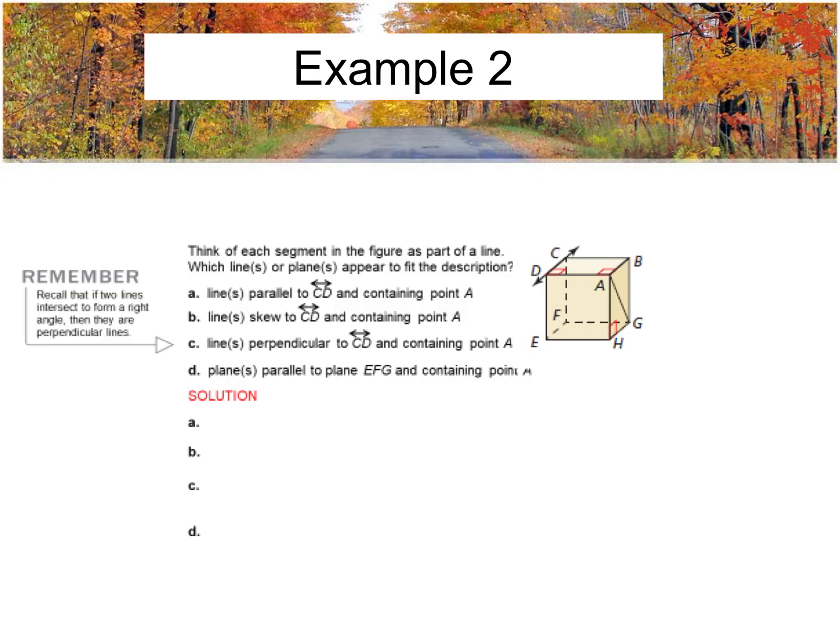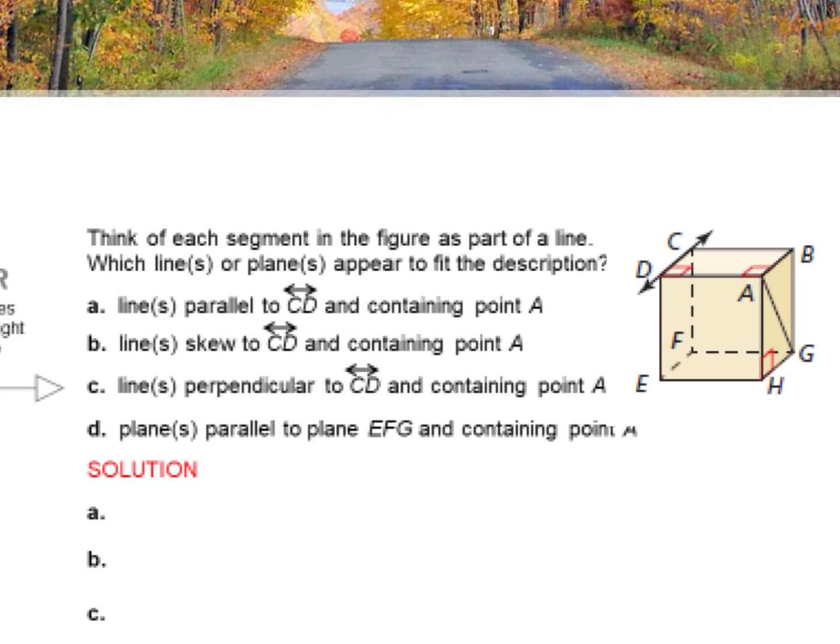So the next one, we're using that cube-looking figure to answer these questions. Now, notice it says, think of each segment in the figure as part of a line. So they've already drawn a line on top of CD. However, also any of these other ones, like AB, think of it as a line. So all of these answers, when they ask us to name a line, you're going to pick the 2 points and put the picture of the line on top.